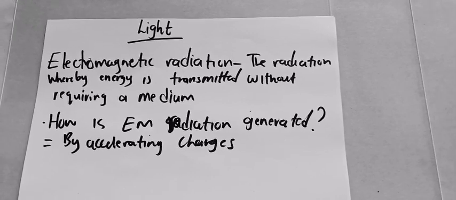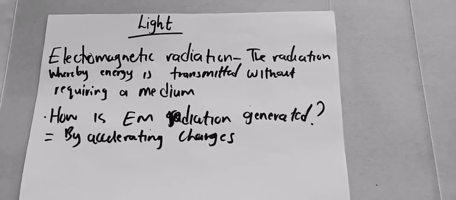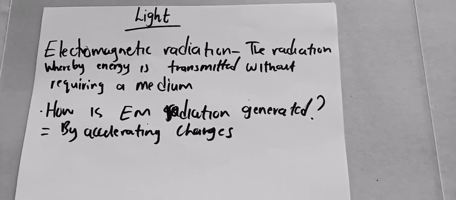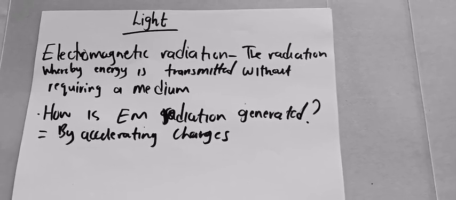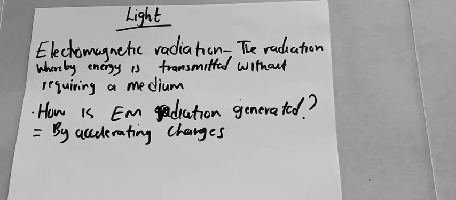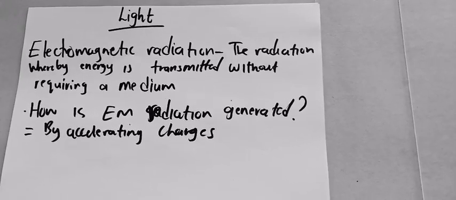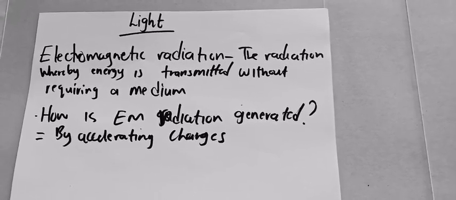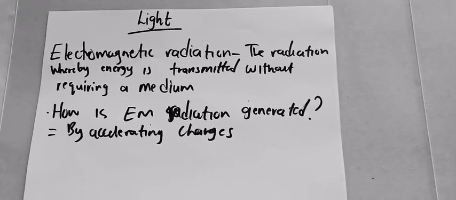Now, let's come to light. Light, we have something known as electromagnetic radiation or EM radiation. It is the radiation whereby energy is transmitted without requiring a medium. So we discussed transverse wave and longitudinal wave, and those waves are called mechanical waves because they require what? A medium to transmit or to transfer energy. These ones do not require a medium, so they are called electromagnetic radiation. So there is a question which they are likely to ask: how is electromagnetic radiation generated? So always write this: it is generated by accelerating charges.